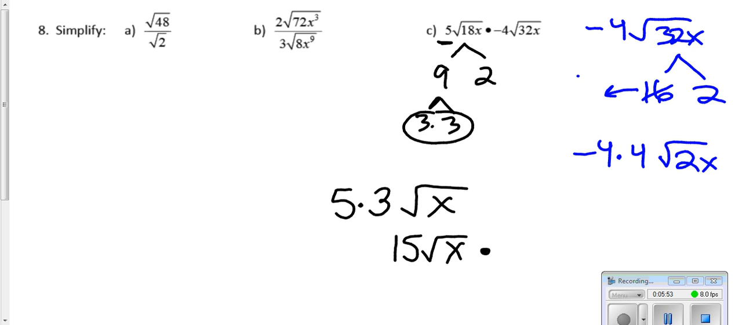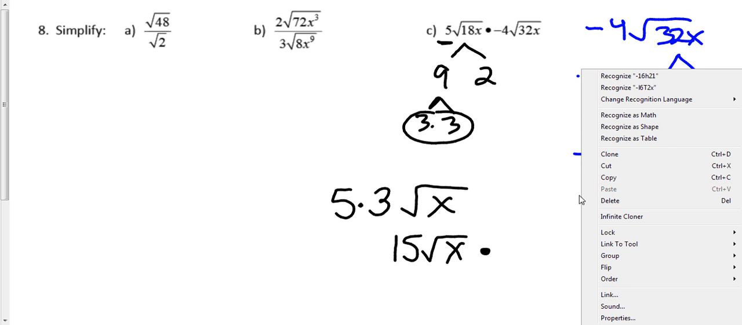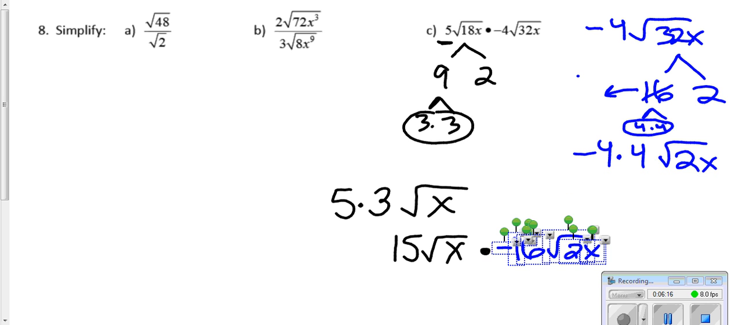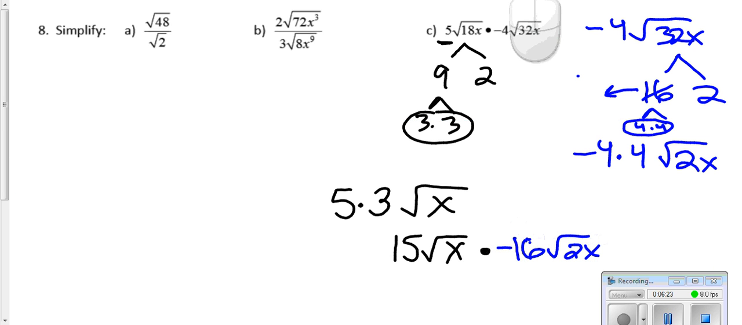Cross that out because that came out of the parentheses. Okay, so now we are left with negative 16 times the square root of 2x. Now, because of our property of multiplying radicals, we know that we first need to multiply the numbers outside of the radical, and then we need to multiply the numbers underneath the radical. And to multiply the numbers underneath the radical, we have to have like radicals.